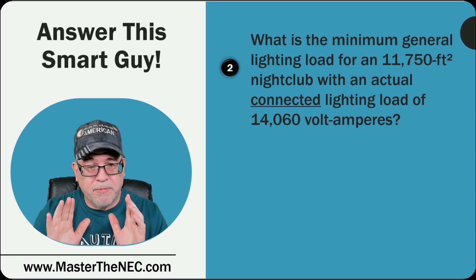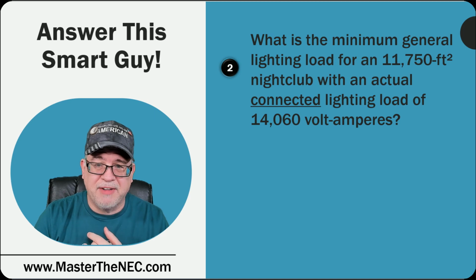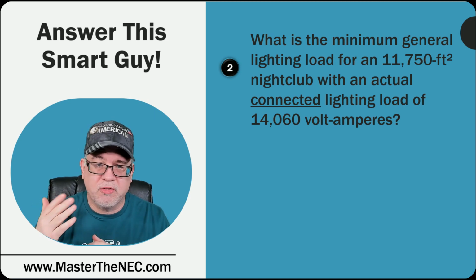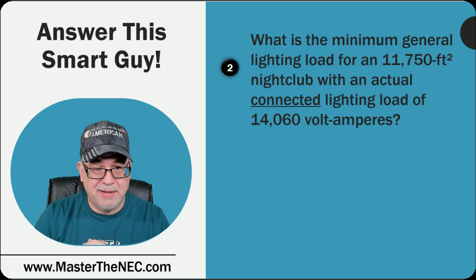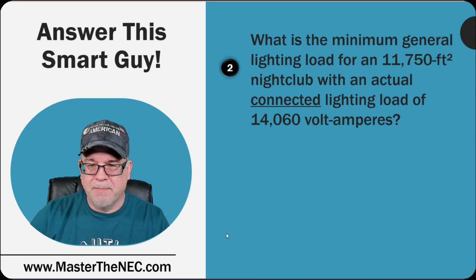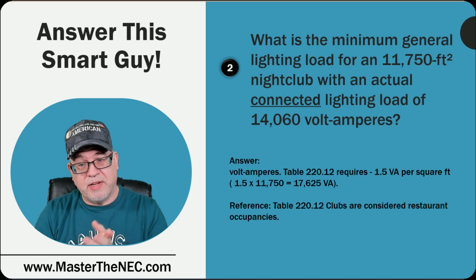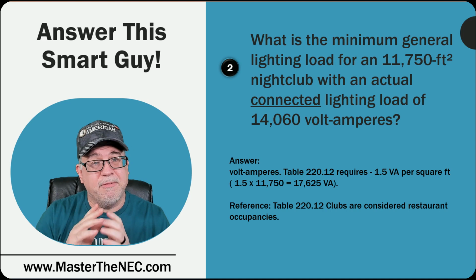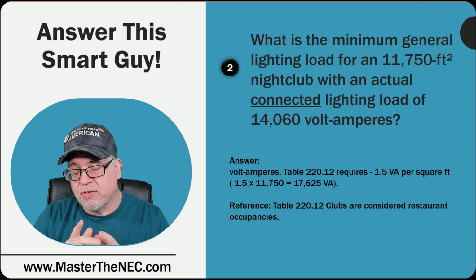Okay, so before I give you the answer, pause the video, see if you can work it out and find out, do I use the 14,060 connected load, or do I use some other value that I have to calculate? Okay, did you figure it out? All right, so basically you're going to go to Table 220.12 and you're going to look at the VA per square foot for a nightclub. Now you're going to notice something, and we'll do that.